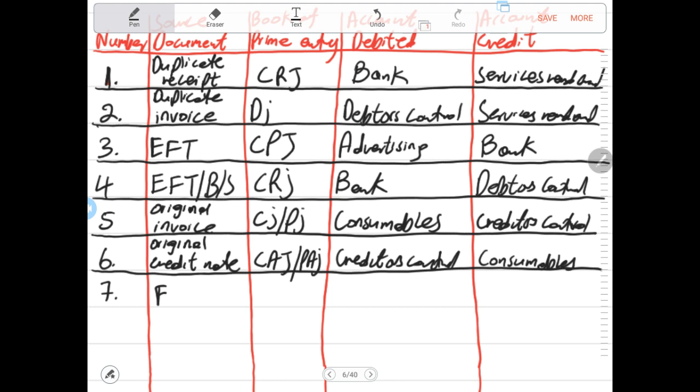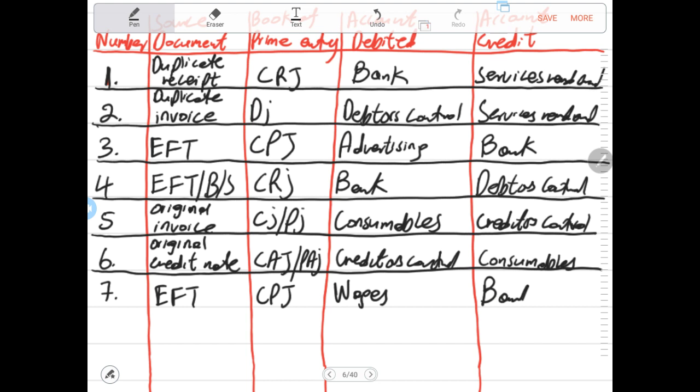We have EFT as our source document. We said money was paid, so this will be recorded in the cash payment journal. Then we said, what did we pay for? We paid for wages. So wages is an expense. Expense increases on which side? On the debit side. Money went out of the business.